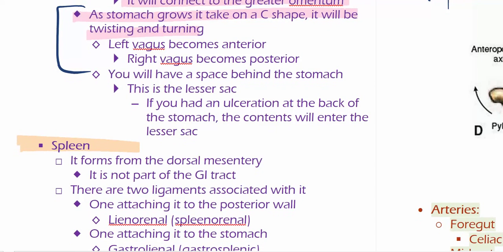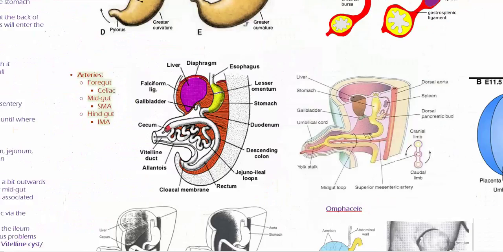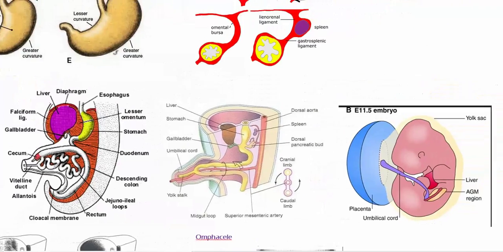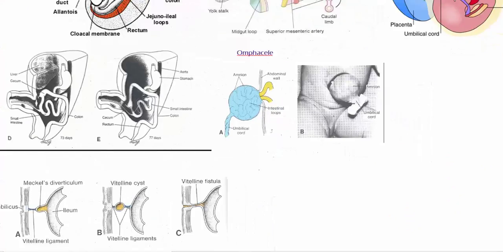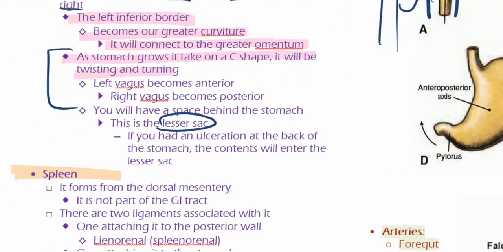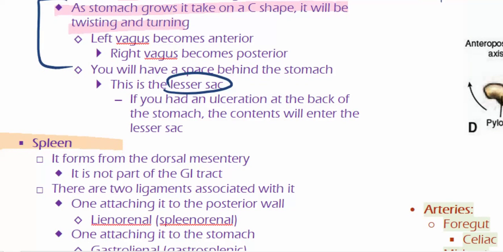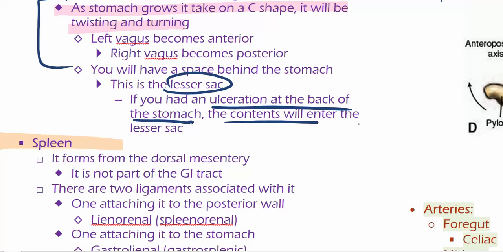The lesser omentum. So behind the lesser omentum, you're going to have the lesser sac. Makes sense. Behind the lesser omentum, you have the lesser sac. Now, if you have an ulceration at the back of your stomach, then those contents will enter into this lesser sac, at the back of your stomach.